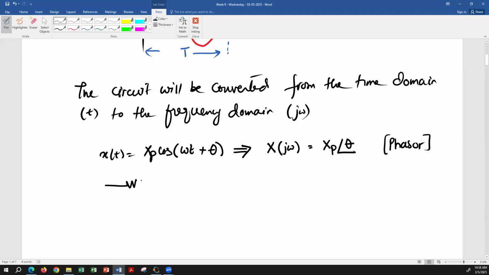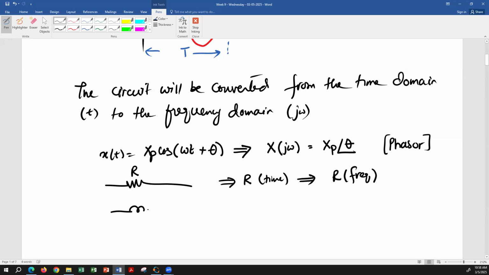If you have a resistance, of course, in the time domain and the frequency domain it is the same. R in the time domain and R in the frequency domain. So that does not change.